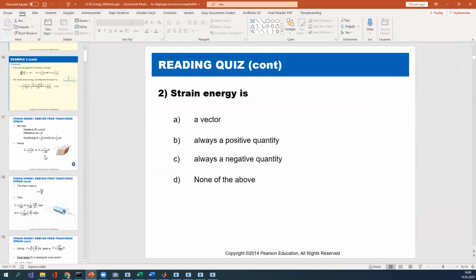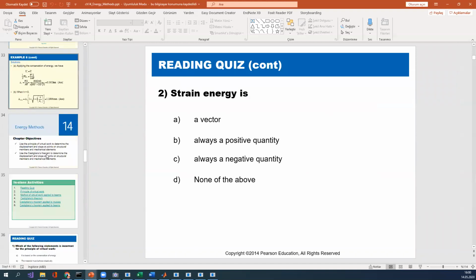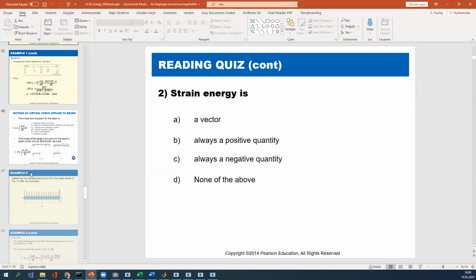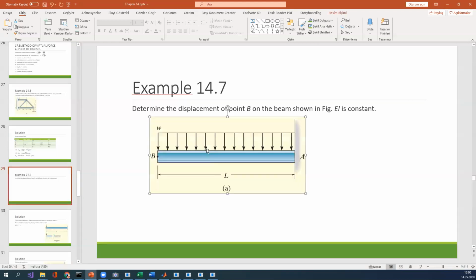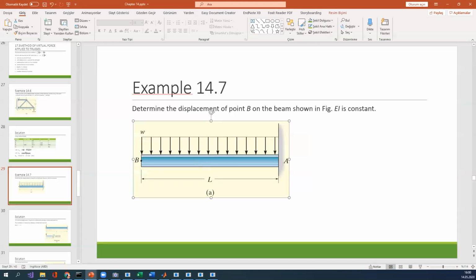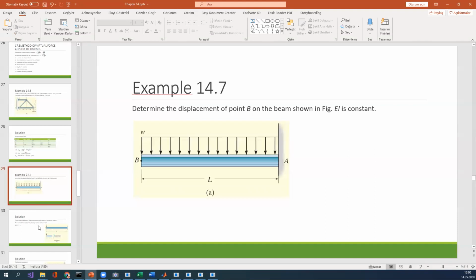Find the original shape in here. Where is it? Yeah, this one. In the question, we have no numerical value in here, but it doesn't matter for us. And we have two types of loading in here.